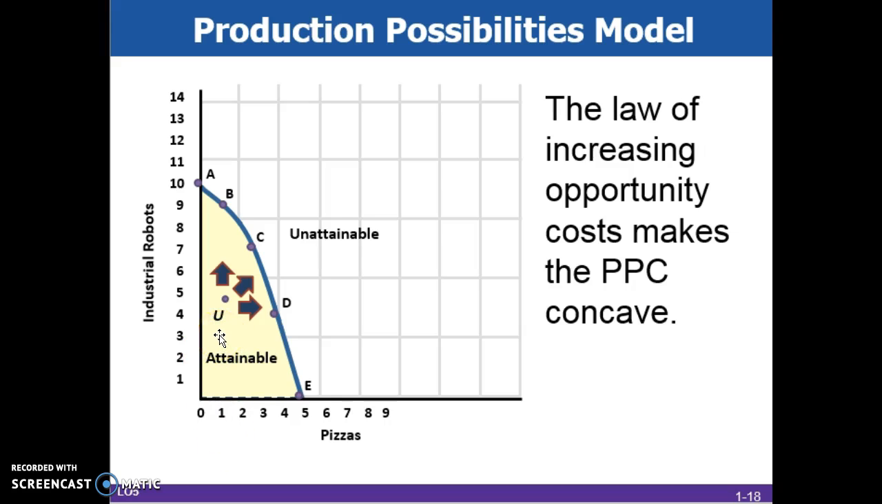A simple example of why an economy might be at point U is one in which a high level of cyclical unemployment exists because of an economic recession. There are individuals that can and want to produce goods, but there's just no jobs available.